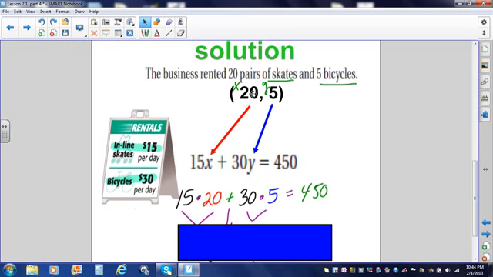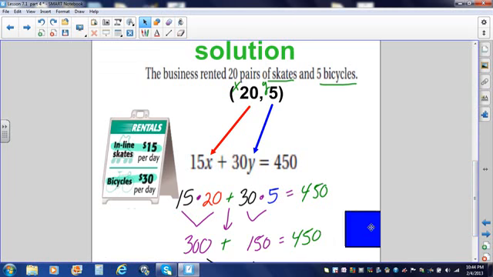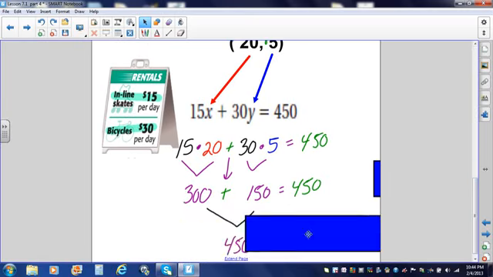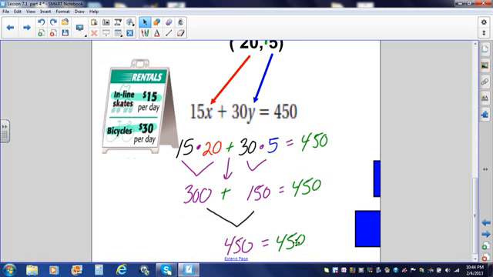Now, to check the rest of the problem, substitute. Put 20 in for x, put 5 in for y. 15 times 20 gives you 300. 30 times 5 gives you 150. Add them together, you get 450. 450 equals 450. We are done.